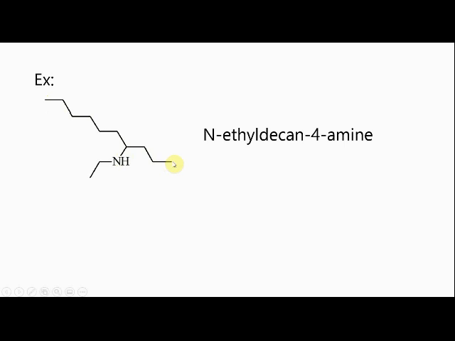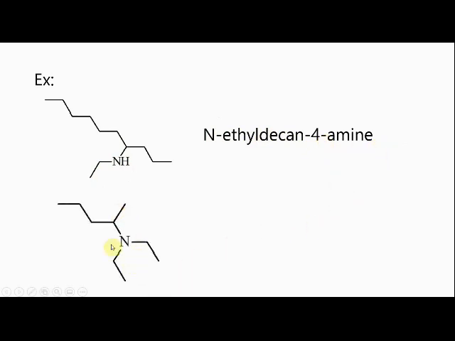So the long carbon chain, because the nitrogen is here, this end is closer, so we start numbering here. 1, 2, 3, 4, 5, 6, 7, 8, 9, 10. That makes a 10 carbon chain, hence the dec. The nitrogen group is attached to the 4th carbon there. And so then the ethyl group is attached to the nitrogen, so then the N-ethyl. And then decan-4-amine.